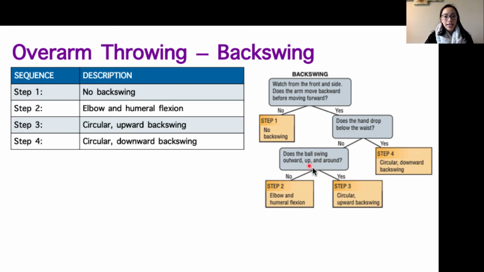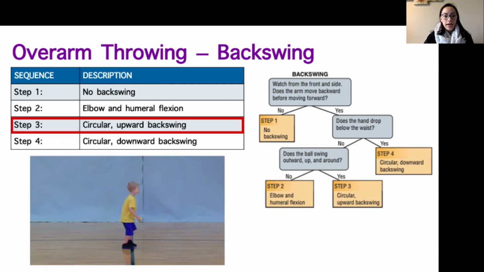If we answered yes to this question, so does the hand drop below the waist? No. Does the ball swing outward, up, and around? Yes. Then we're in step 3 of the developmental sequence, in which we would say the movement pattern is circular and upward. So I do have a video that we can watch.